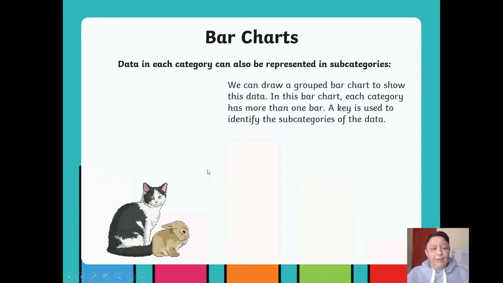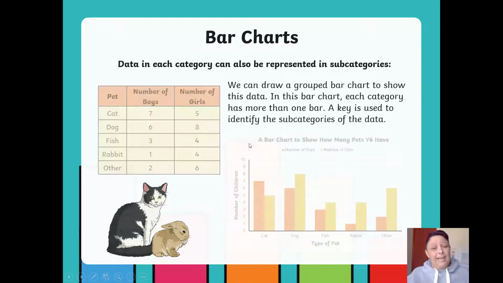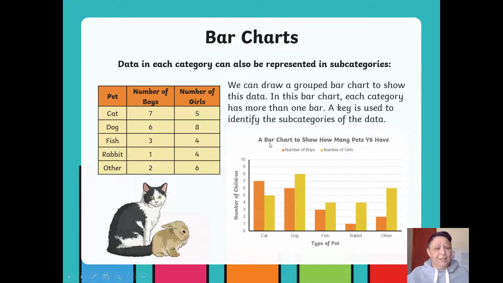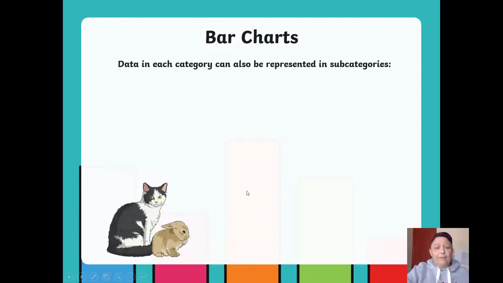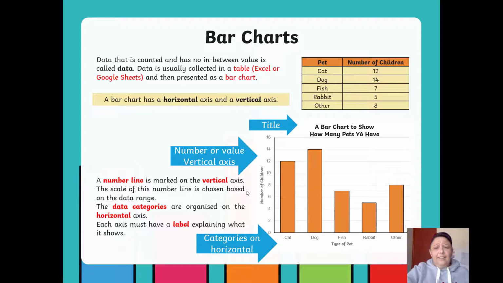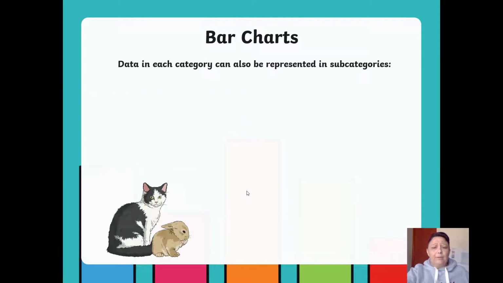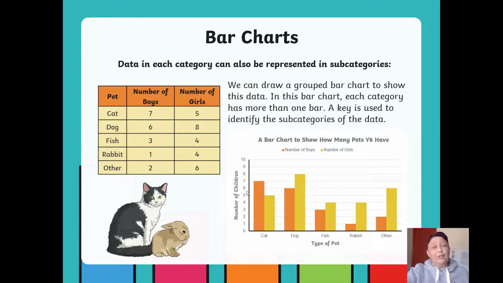Bar charts. Data in each category can also be represented in subcategories. Now this again is really important as well. What we did from the last lot of data was on the number of children. A subcategory is really cool if you want to find out how many boys in grade 6 thought the cats were the best, and then how many girls thought cats were the best. So we broke them into boys and girls.